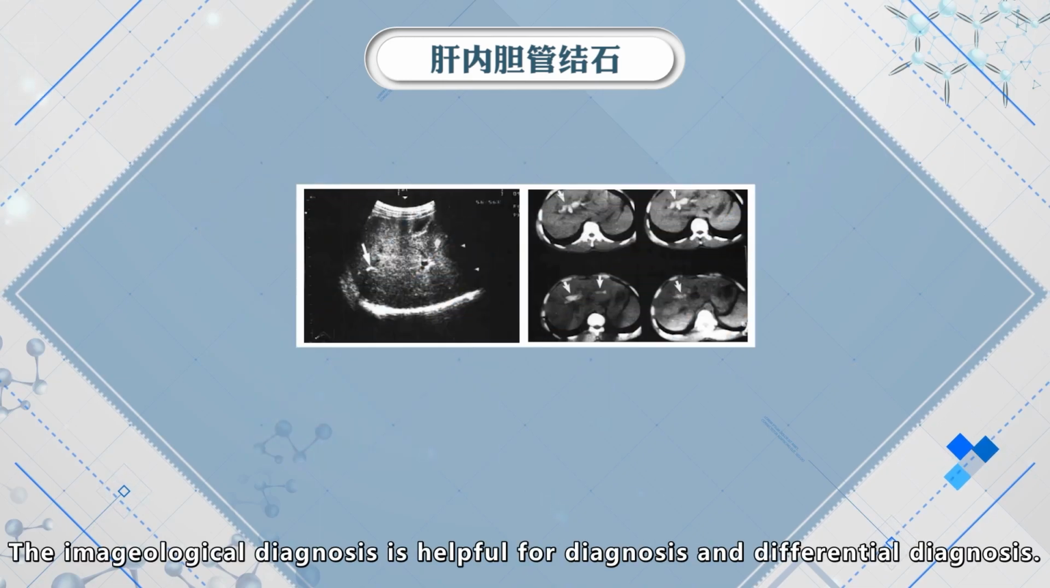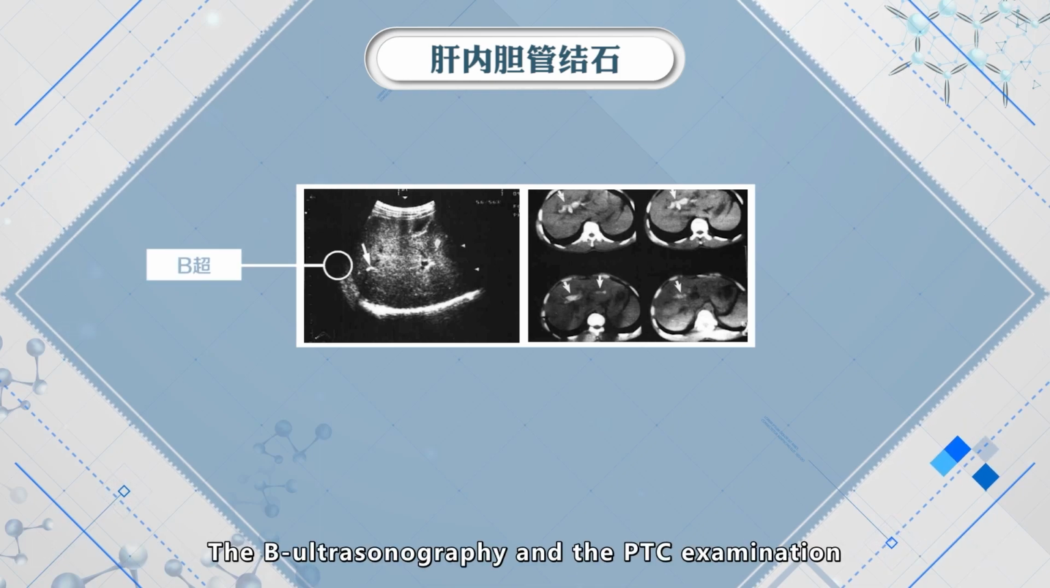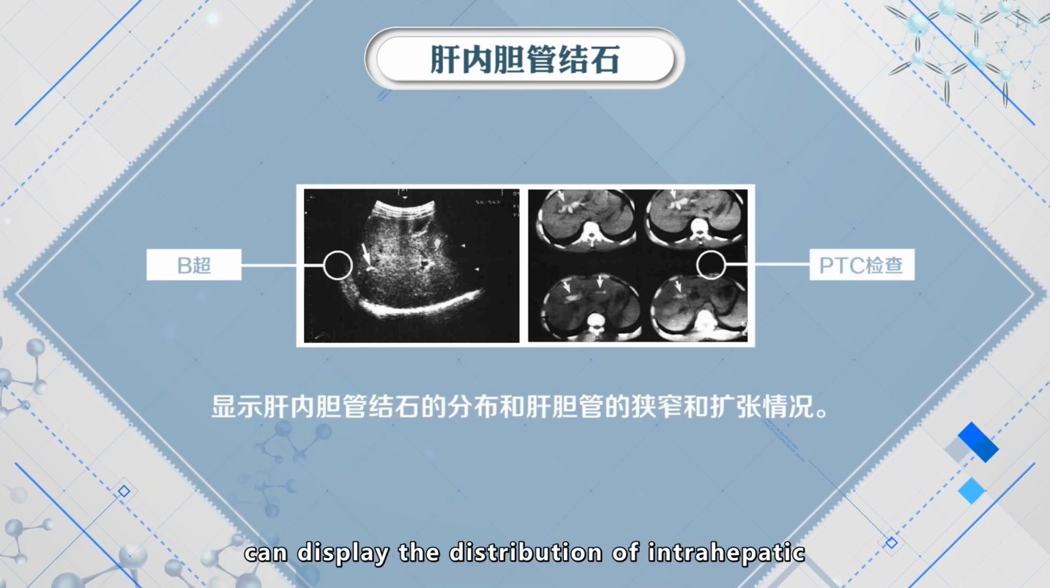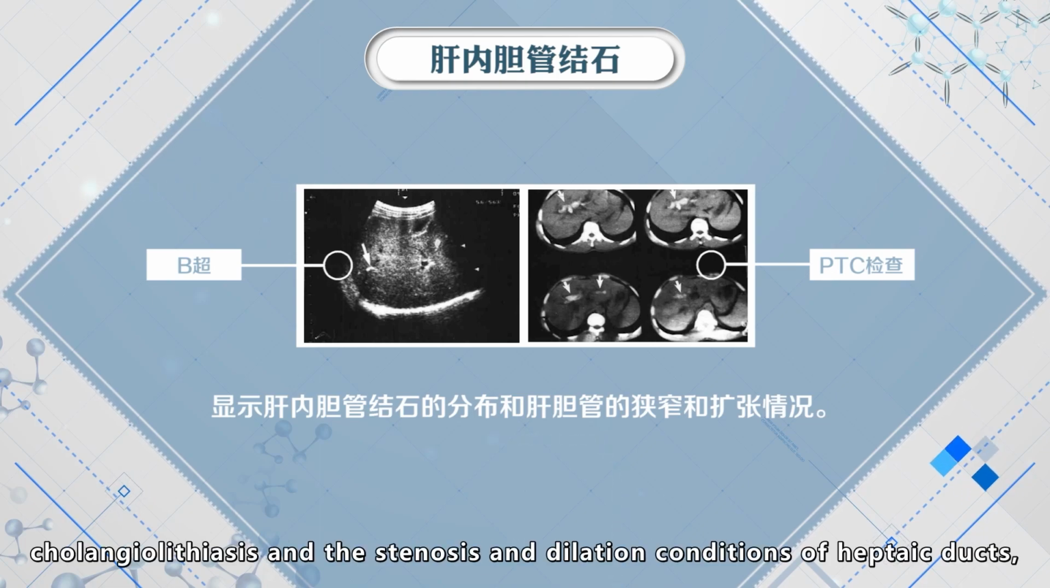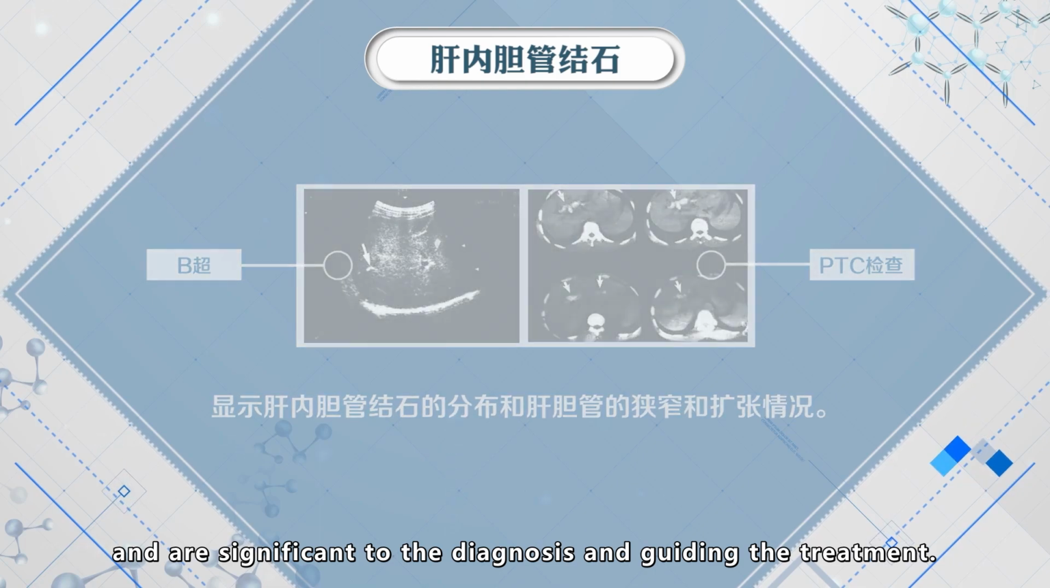The imagiological diagnosis is helpful for diagnosis and differential diagnosis. The B ultrasonography and the PTC examination can display the distribution of intrahepatic cholelithiasis and the stenosis and dilation conditions of hepatic ducts, and are significant to the diagnosis and guiding the treatment.